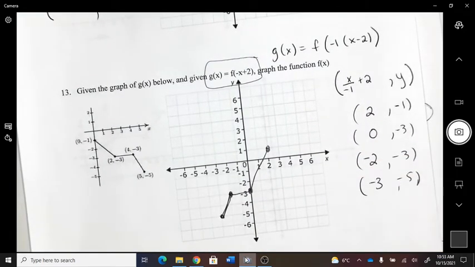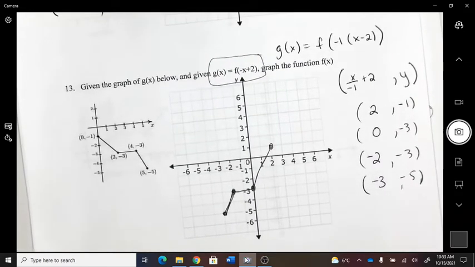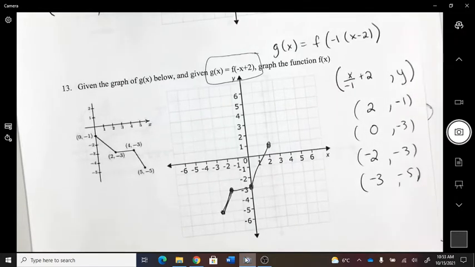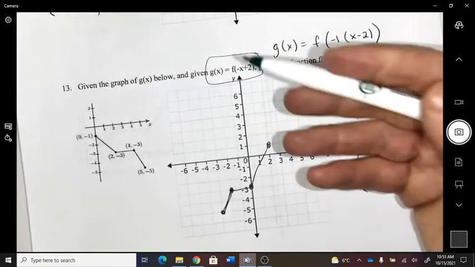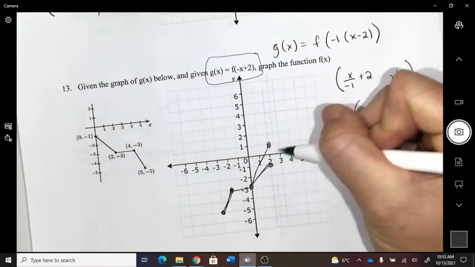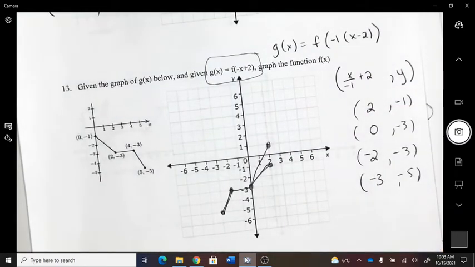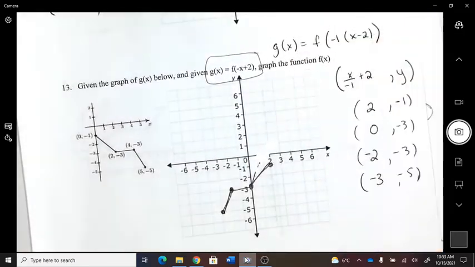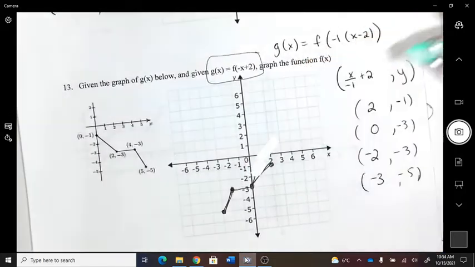On graphs, if I have arrows, you have arrows. If I have points, you have points. It should have reflected over the y-axis, and it should have gone right. Did I graph something wrong? Yeah, I did. There we go. That one was wrong. Does mine look the same as yours? All right.